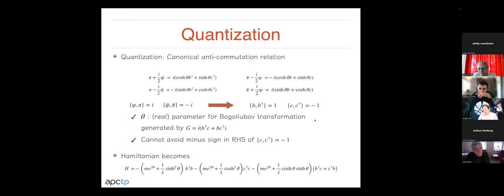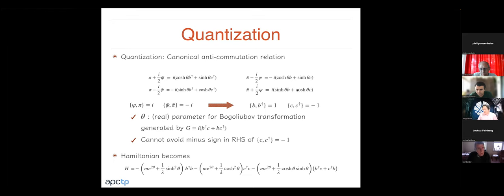Yes. But can I comment? You're presupposing that you have a quantity called c dagger. That means you think there's a relation between pi plus i psi bar over two and pi bar minus i psi over two. But I think what Andre is leading towards is that you really want to define b dagger as the PT conjugate of b and not as the Hermitian conjugate. Then you can do what Andre just said. So in the end, it's related.